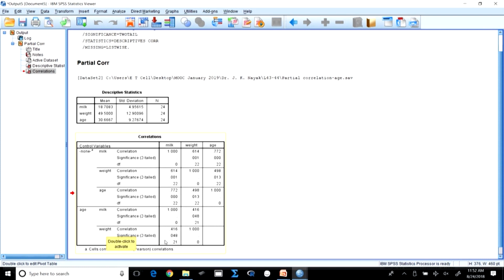Now look at the significance value. It is saying 0.048. That means it is a significant relationship. When it is less than 0.05 or 5%, we say that the null hypothesis is rejected. The null hypothesis is that there is no effect of the controlling factor, age, on the relationship between the intake of milk and the weight of a person. This hypothesis is now rejected, and we say that age does play a role in affecting the relationship between milk and weight, which are positively related. This is what it actually means.